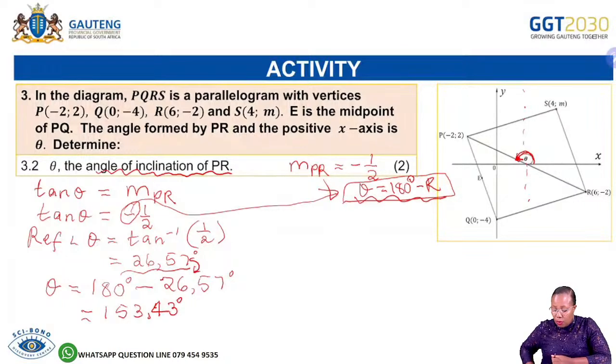Now let's look at the allocation of marks for this. This is 2 marks, which I think is unfair. From myself, I will give 3 for that. The first mark will be for the substitution into the inclination formula, your gradient, the second mark will be for the reference angle, and the third mark will be for the actual angle of inclination value, which is 153,43 degrees. Those are the 3 marks, Grade 12, that we are allocating for that particular angle.